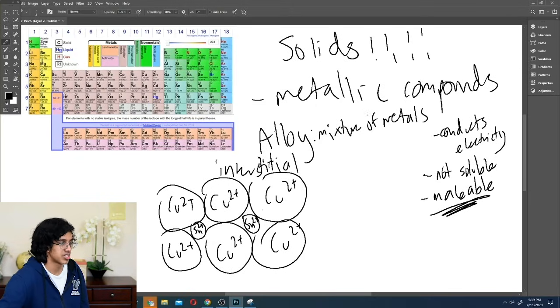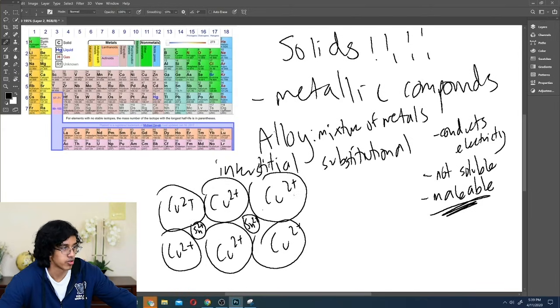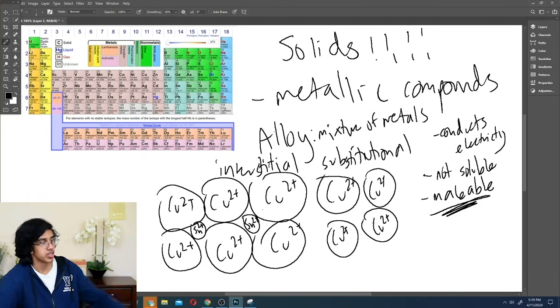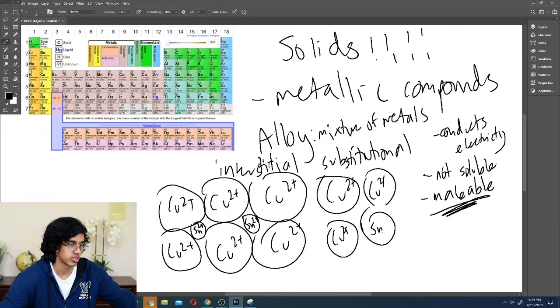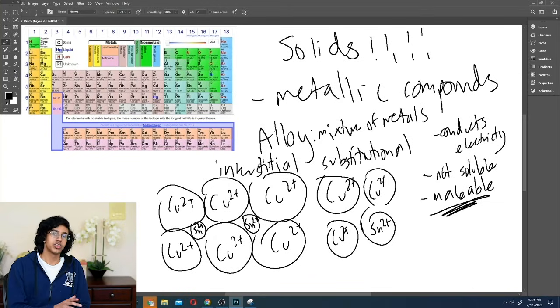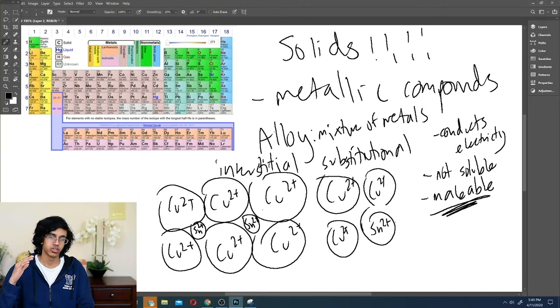The other type is substitutional. And this one also makes a lot of sense because if you have your same grid over here, instead of putting it in between, it basically takes one out and completely swaps it with tin, okay? That's a substitutional alloy. So just know that interstitial is in between the cracks, but substitutional means you actually swap out a whole copper atom with the new element.